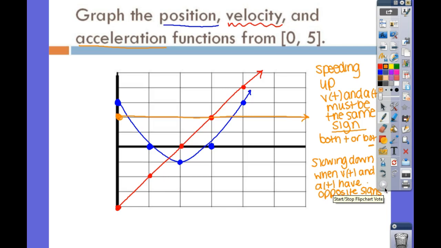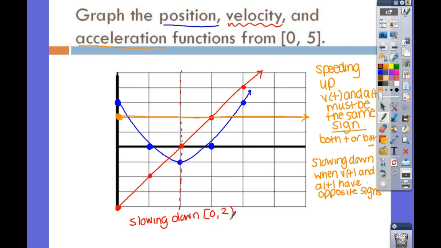So, looking at this graph, acceleration is always positive. Velocity has negative and positive aspects. It changes sign right here at time t equals 2. So from 0 to 2, acceleration is positive, velocity is negative, therefore the particle is slowing down from 0 to 2.